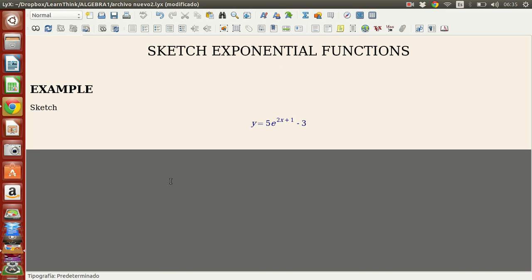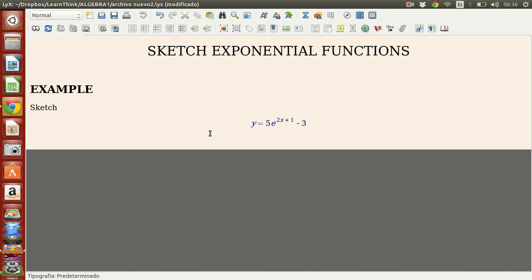Hi, I'm gonna tell you how to sketch exponential functions, and we're just gonna look at it with an example. After we check the example, you should be able to sketch any exponential function. First, let's use the information of the equation y equals 5e to the 2x plus 1 power minus 3.